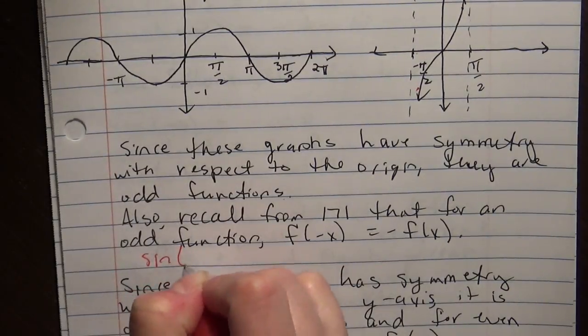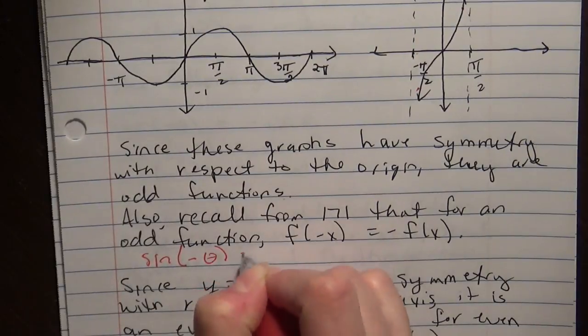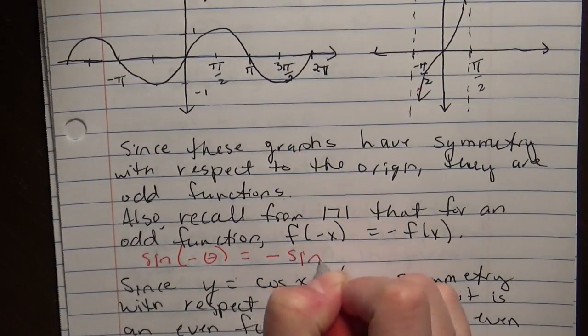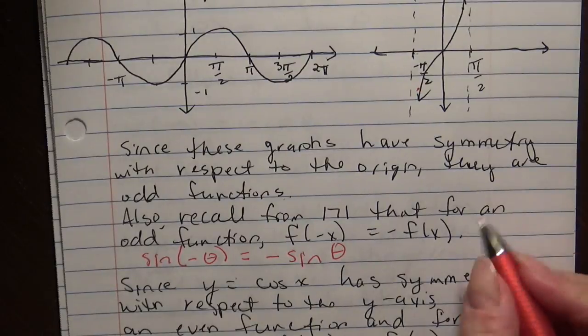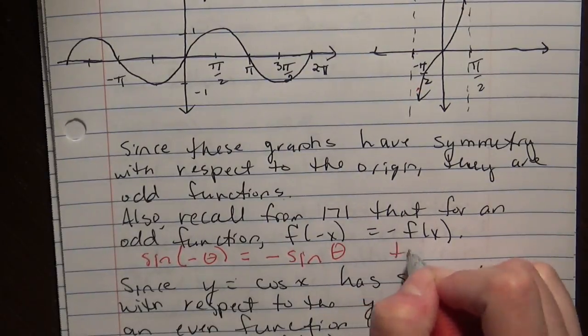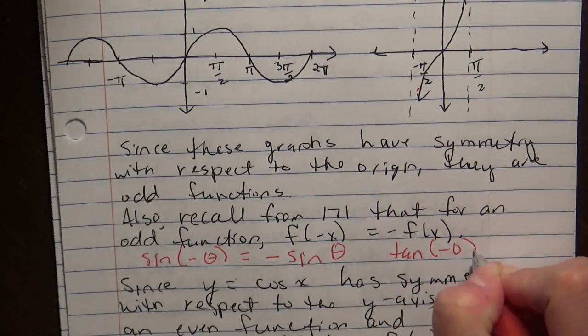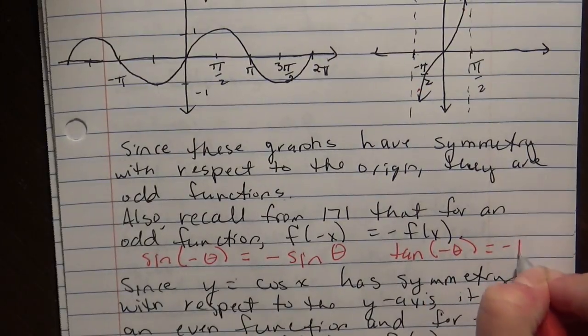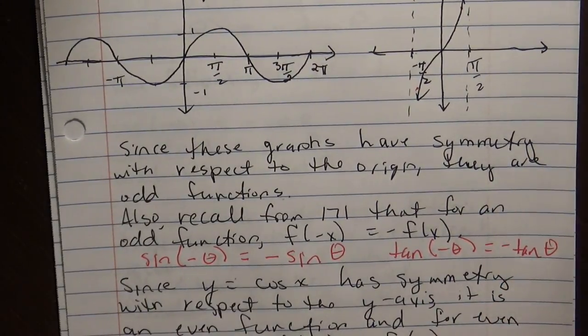sine of negative theta equals negative sine theta, because it's an odd function. Also, same thing with tangent. Tan of negative theta equals negative tan theta. Okay?